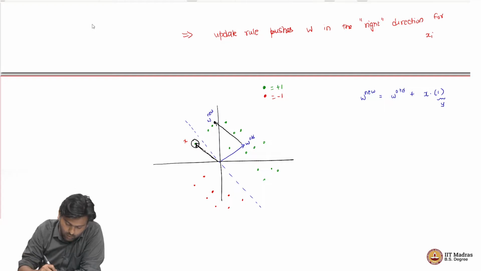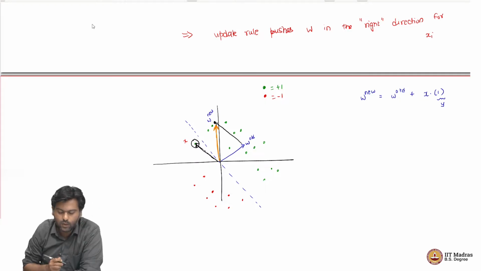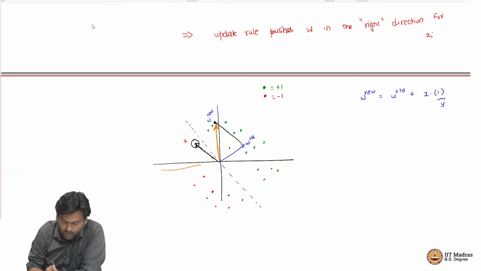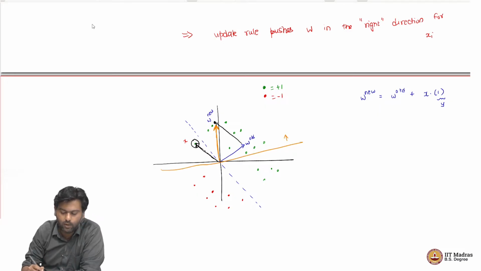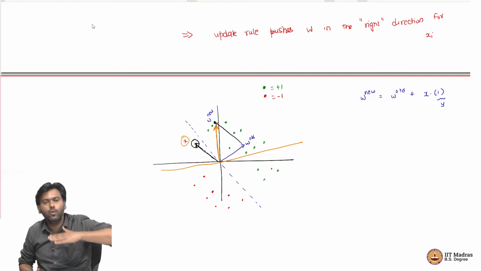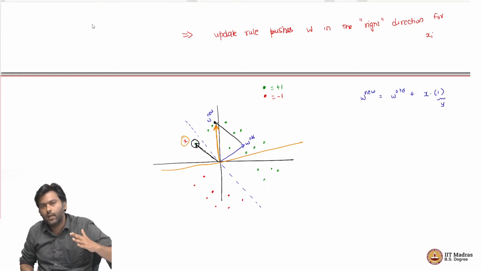So, let me look at the new w, which is w new, and let us see how this w performs on my data set, right. So, how would this w perform on my data set? This would say anybody on this side is positive, anybody below this orange line is negative. Well, if you look at the point x, this new w is saying x is positive, which means that I have fixed the problem for x.